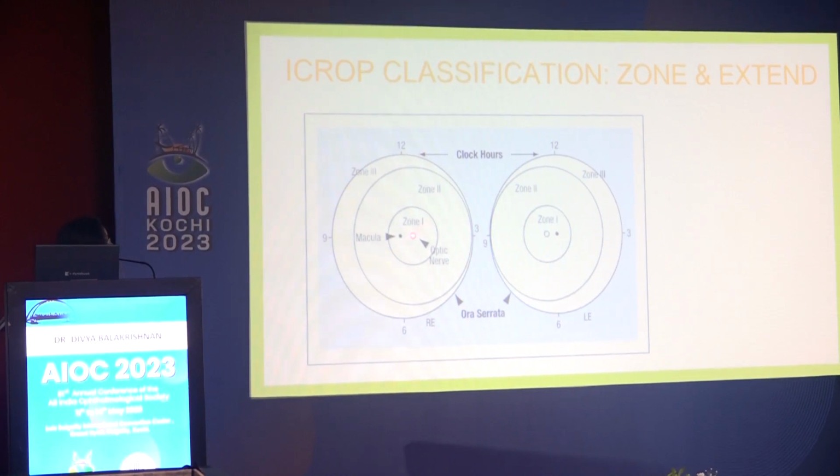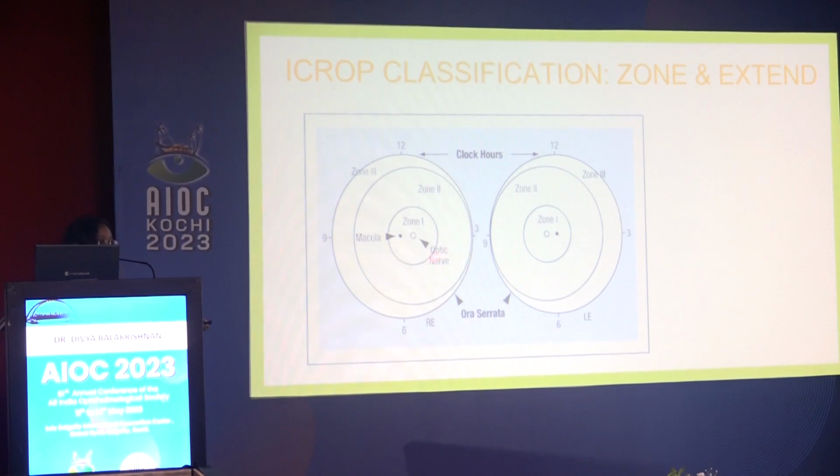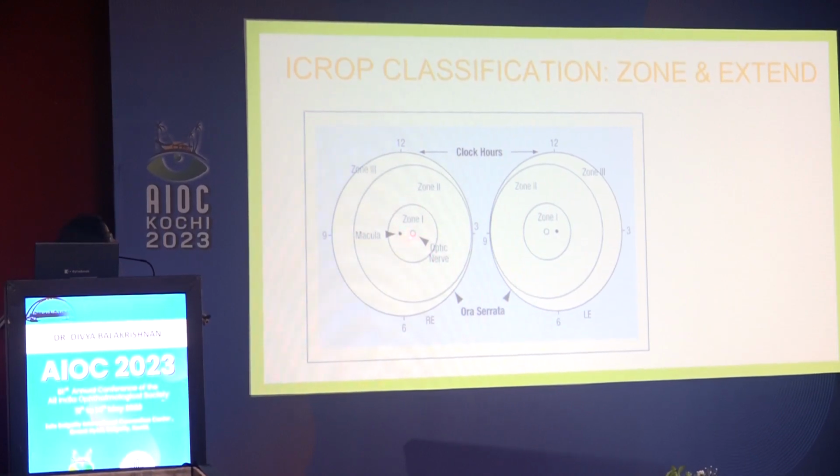First, the zone. Zone 1 is with the disc as the center, with a radius which is double the distance between the disc and the fovea. This is zone 1. Zone 2 is a circle which is drawn tangential to the nasal ora. So if you see a baby with the vascularization complete till the ora, then it fits into zone 2. And the peripheral temporal remaining one is zone 3.